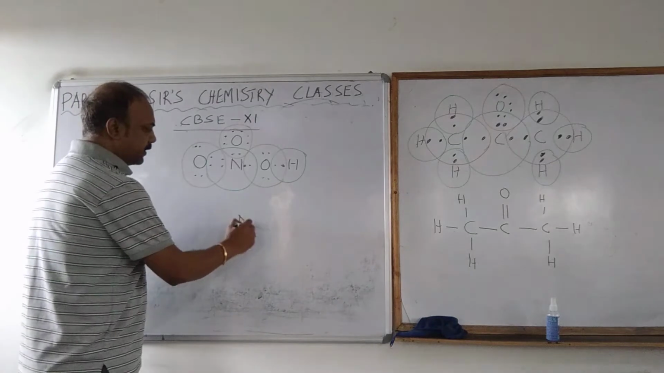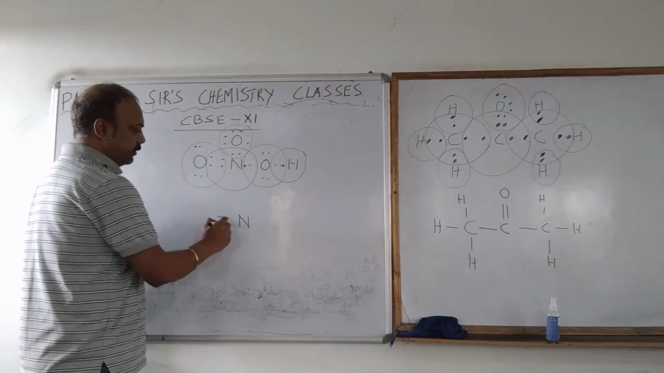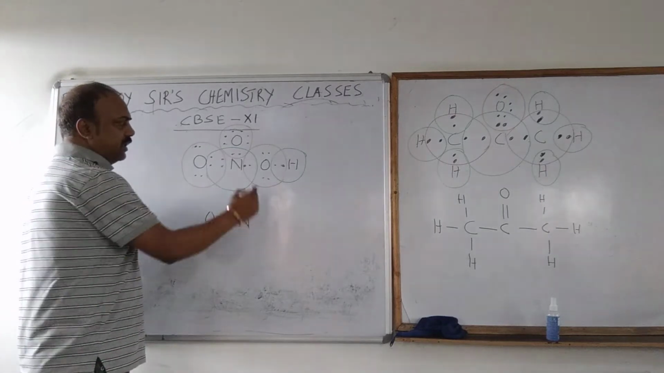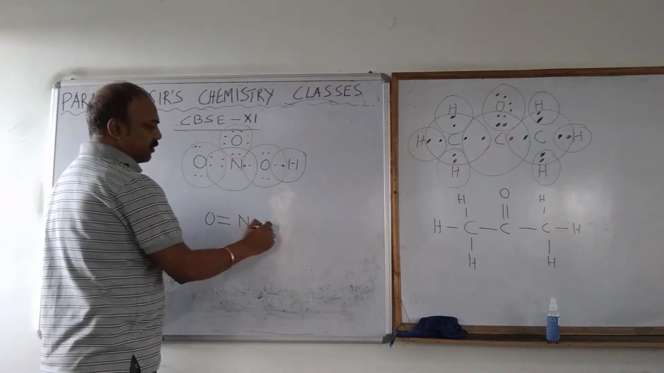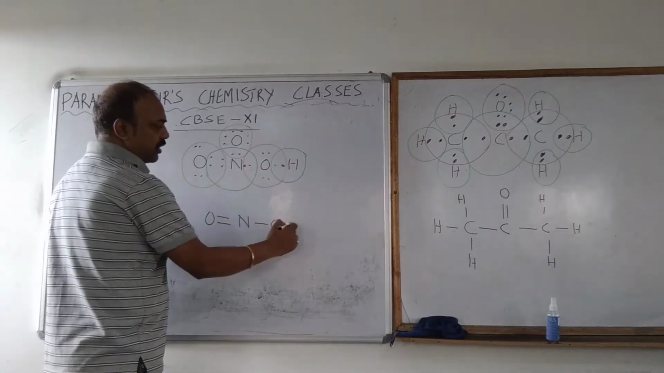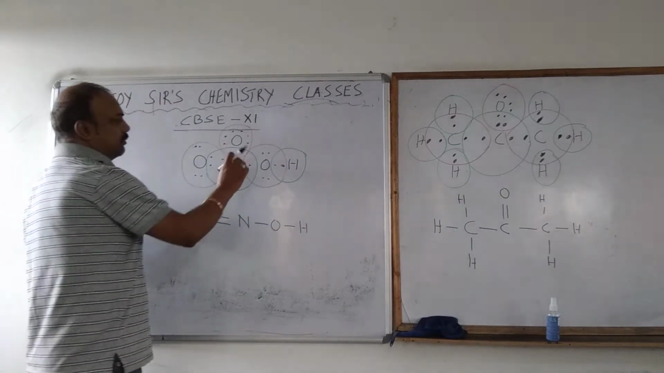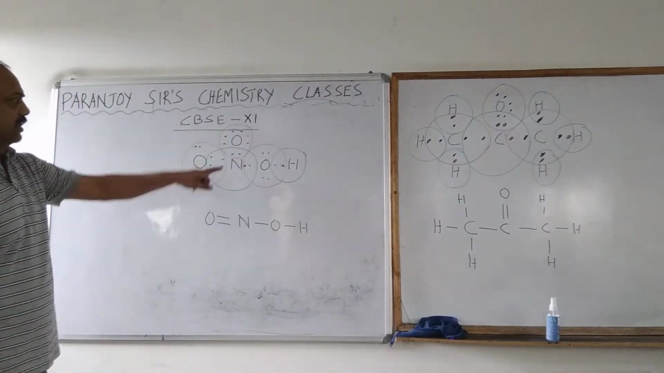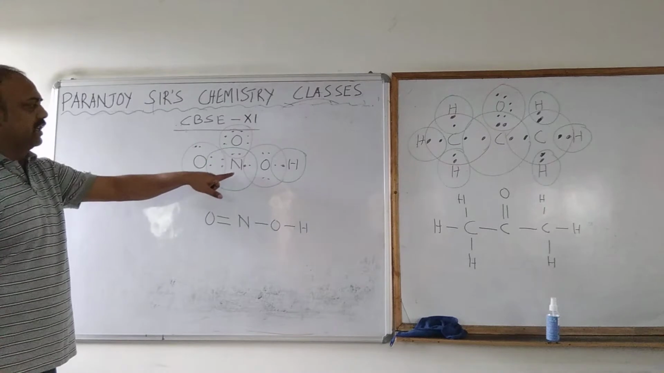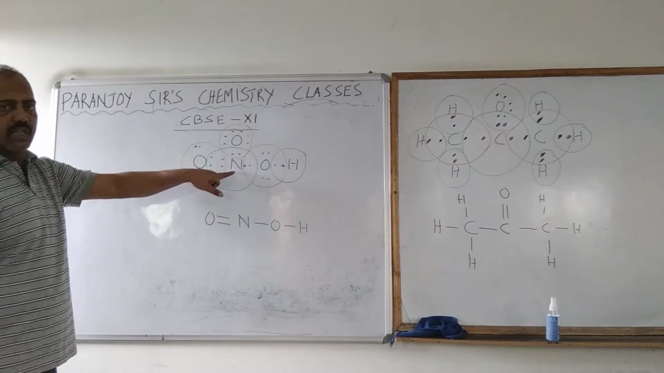This N is double bonded with the oxygen. You can see 2 pairs are shared, so it is double bonded with oxygen. This N is single bonded with this oxygen, a single pair is shared. And this oxygen is single bonded with hydrogen. But what about this nitrogen and this oxygen? There is 1 pair shared.